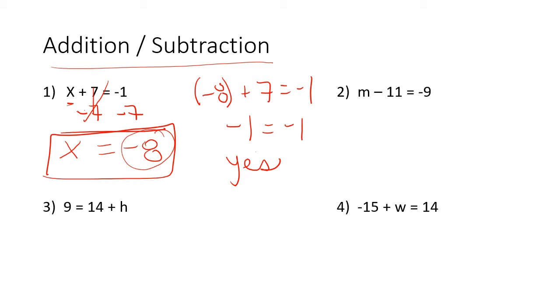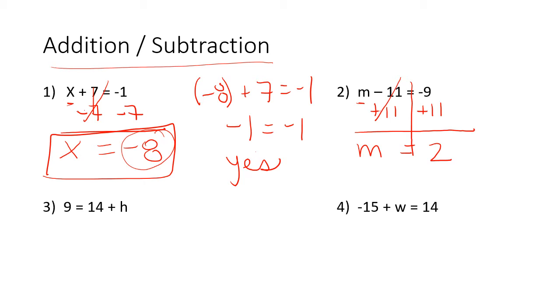Number 2, m minus 11 equals -9. Find the variable m. What's happening to it? 11 is being subtracted. What is the inverse operation of subtraction? Addition. So we add 11 on both sides of the equal sign. A lot of times you'll see people put a line down from the equal sign so that you can see the left side and the right side. That's up to you. The 11's cancel. -11 plus 11 is 0, so they cancel out. m equals 2.